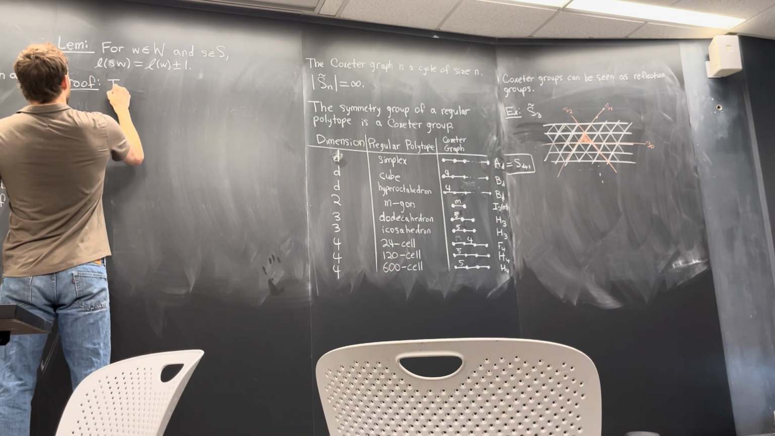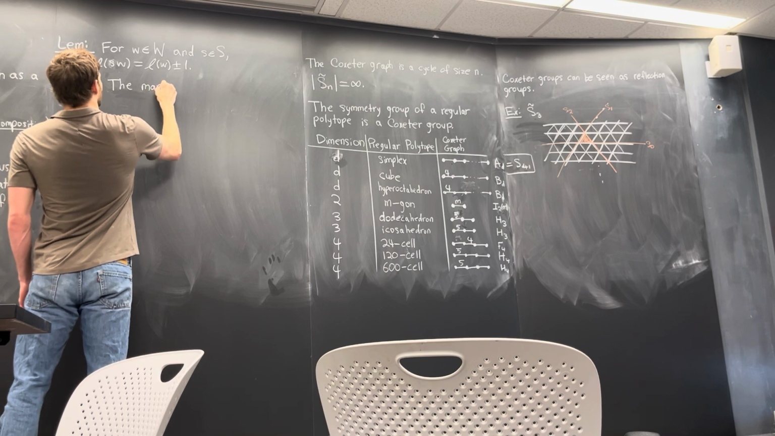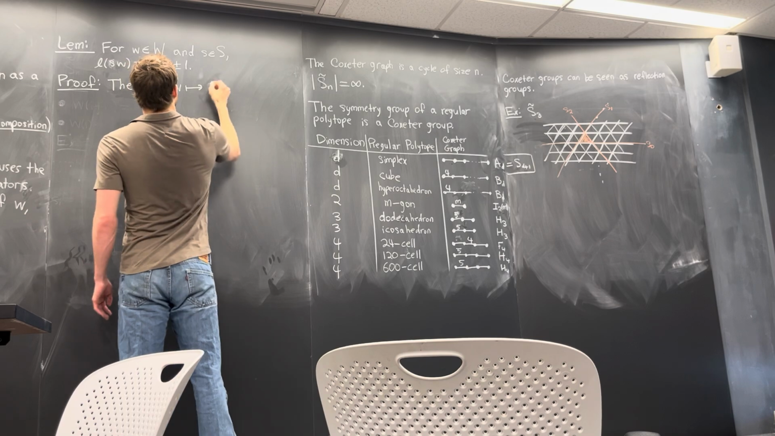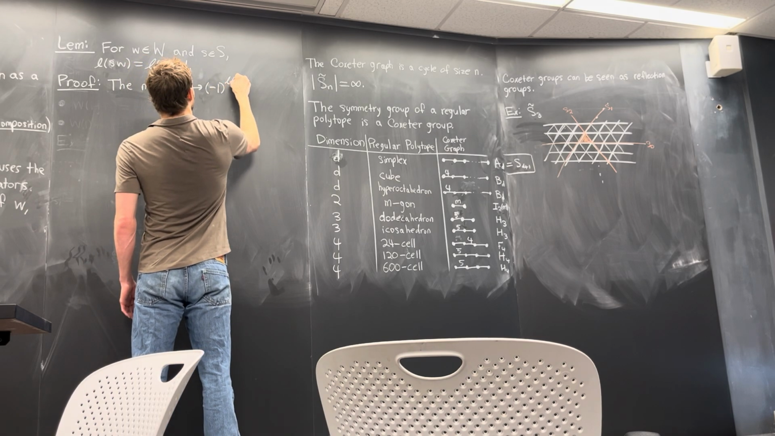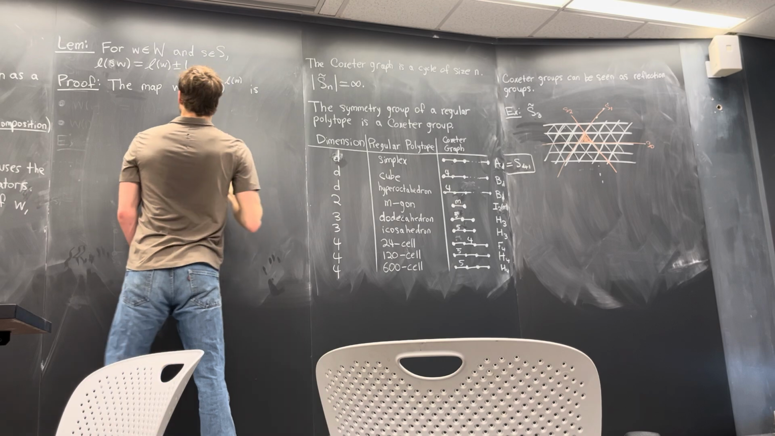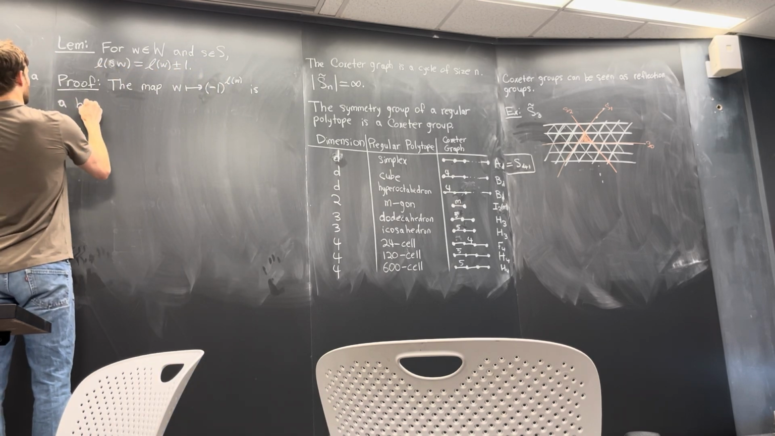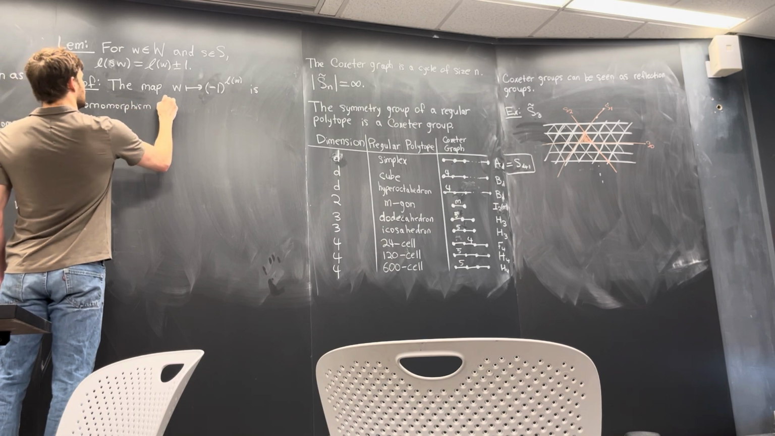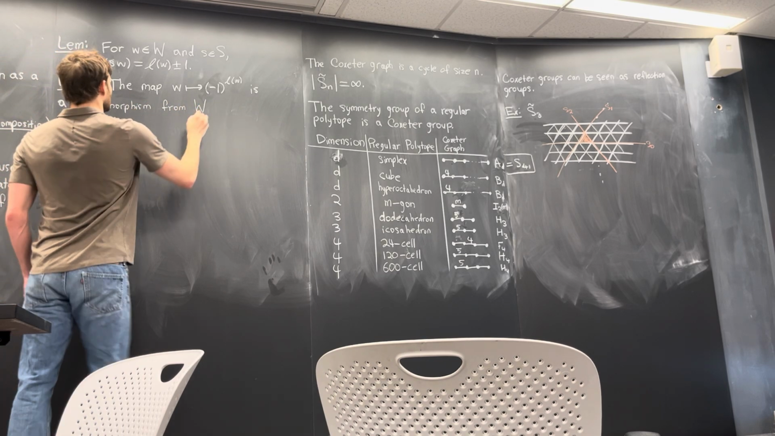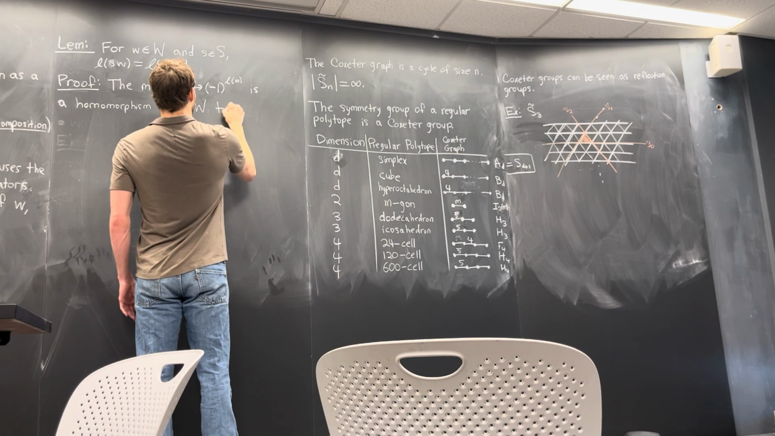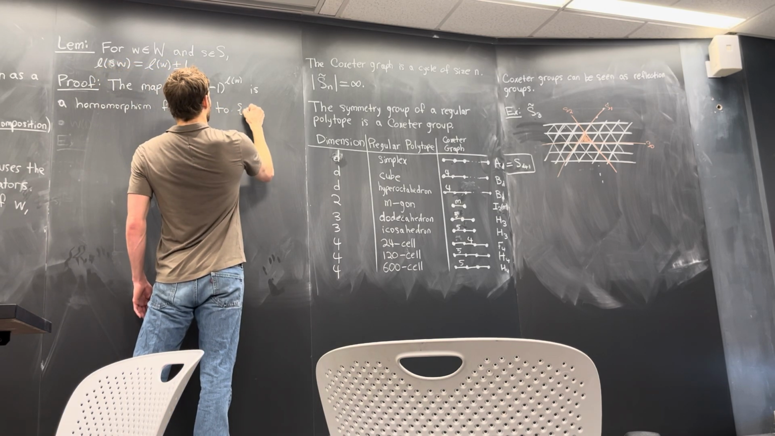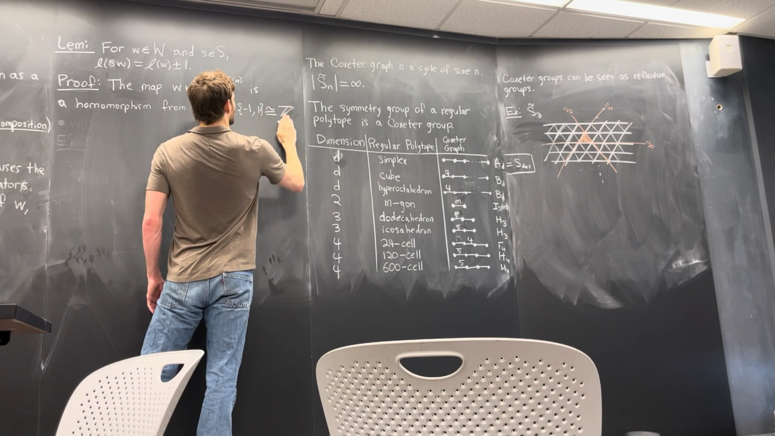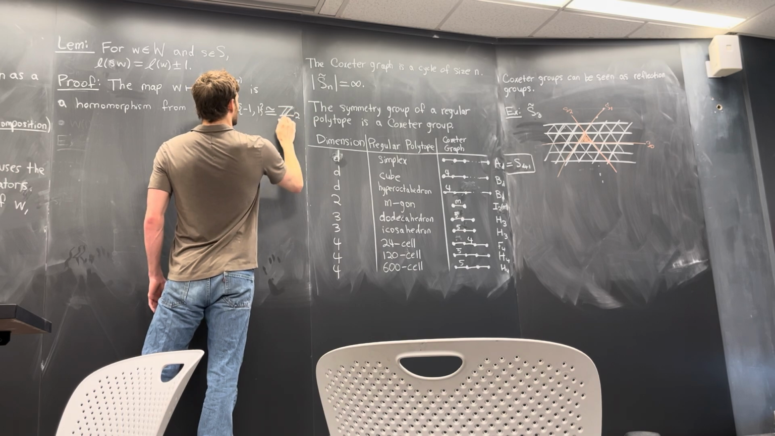So you can check that the map sending w to (-1) to the power of its length is a homomorphism from the group W to the two-element group {-1, 1}, which I'm thinking of as the two-element group Z mod 2Z, or Z2.